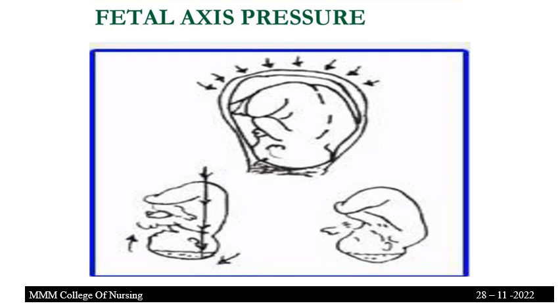Next is the fetal axis pressure. Because of the contraction and the gravity, the pain starts from above and goes downwards. It means the pain starts from the cornua, spreads all over the fundus, and then comes to the lower uterine segment. So it is always from up to down. The fetal axis pressure is a longitudinal pressure from up to down.